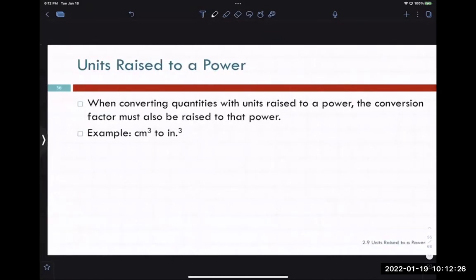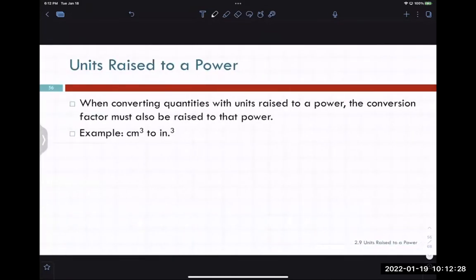All right, one more to talk about here. So units raised to a power. Remember, this was the tricky first problem on the back of the unit analysis workshop. And the trick really is that when you're converting from something like centimeters cubed to inches cubed, you have to treat this unit cubed as a stack of 3 units. So you can't just convert once and remove it. That only removes 1 of those 3 in the stack.